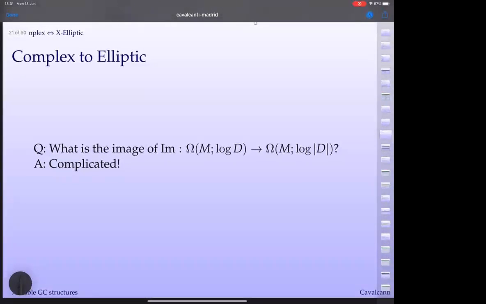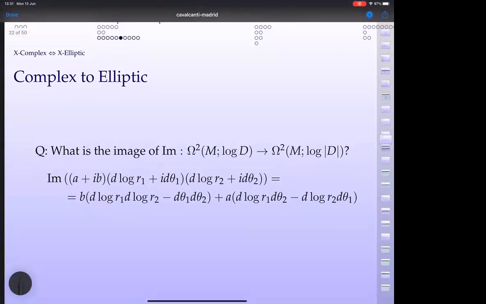So the question is, what is the image of this map going from the complex log forms to the elliptic ones? This is a bit complicated in general, because it's like asking what's the imaginary part of Z1 times Z2 times Z3, described in terms of x's and y's. It becomes an annoying polynomial to write down and describe in general, but for degree 2 forms, I actually can do that.